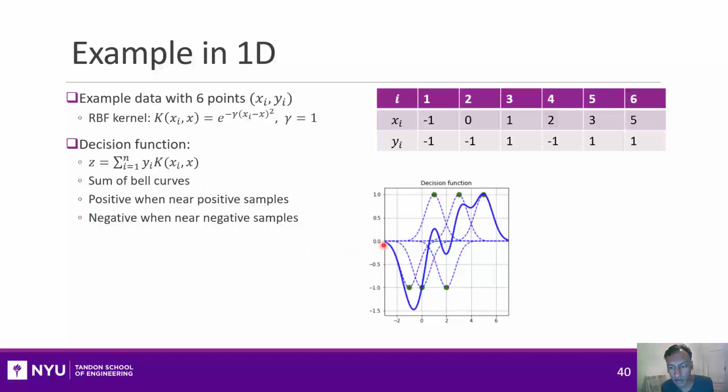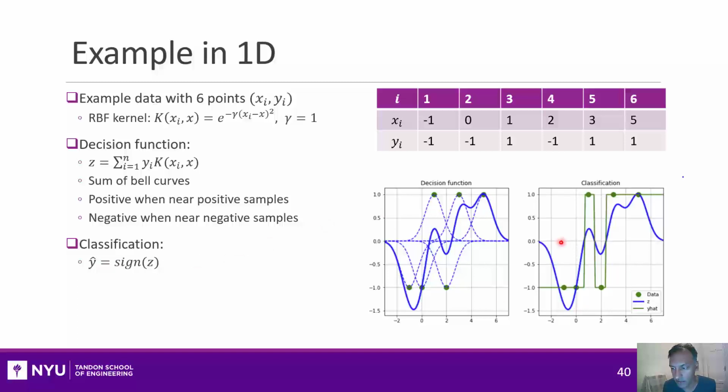Then when I sum them, what will happen is the z will be negative whenever you're in the vicinity of negative training samples, and it'll tend to be positive, like here on the right, when you're in the vicinity of positive training samples. So when you take the sign to make the classification decision, that is this green line here, you can see what actually ends up happening. For any x where you're close to training samples which are positive, it guesses it's positive. And similarly, when you're close to training samples which are negative, it guesses that it is negative.